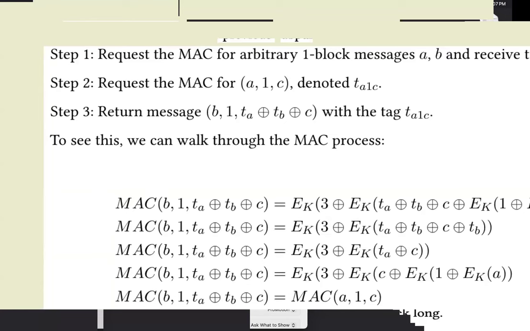Wait, so you return the tag of A back, just like how you did with the B, right? In the fourth line? Yeah, so from line 3 to 4, you return the tag of A back to how you elaborate the encryption of A, and now you sub the tag of A back for this.